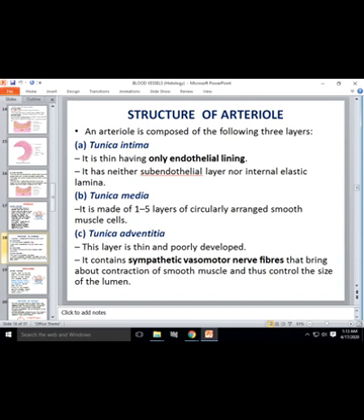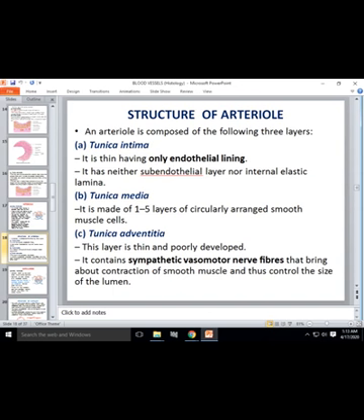It also has three layers. Innermost is the tunica intima. It is thin and it has only endothelial lining. It has neither subendothelial layer nor internal elastic lamina. The second one is the tunica media, which is made up of 1 to 5 layers of circularly arranged smooth muscle cells.